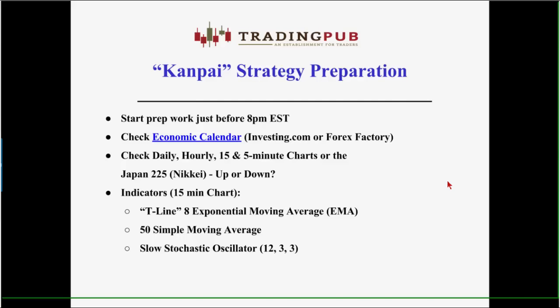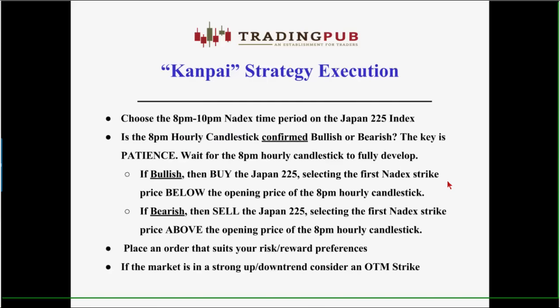The indicators that I like to use are the 8 exponential moving average. I call it the T-line. I use the simple 50 and 200 simple moving averages. Slow stochastic set at 12.33. Those are the indicators that I like to use. I might also toss in a MACD if I.